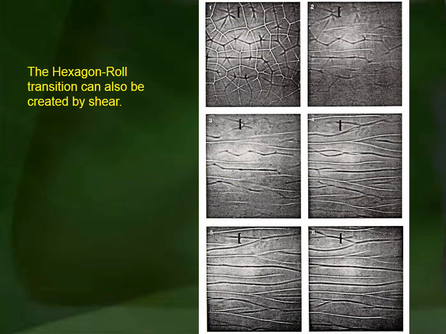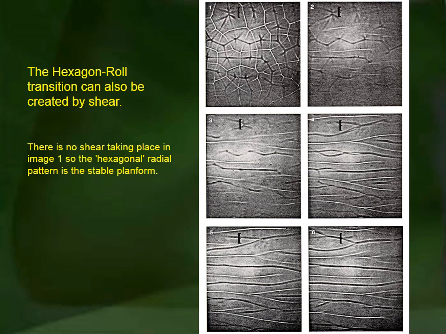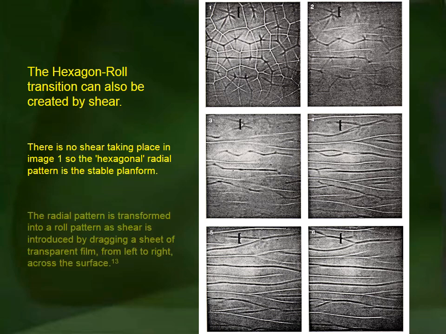The hexagon roll transition can also be created by shear. There is no shear taking place in image 1, upper left-hand corner, so the hexagonal radial pattern is the stable planform. The radial pattern is transformed into a roll pattern as shear is introduced by dragging a sheet of transparent film from left to right across the surface.